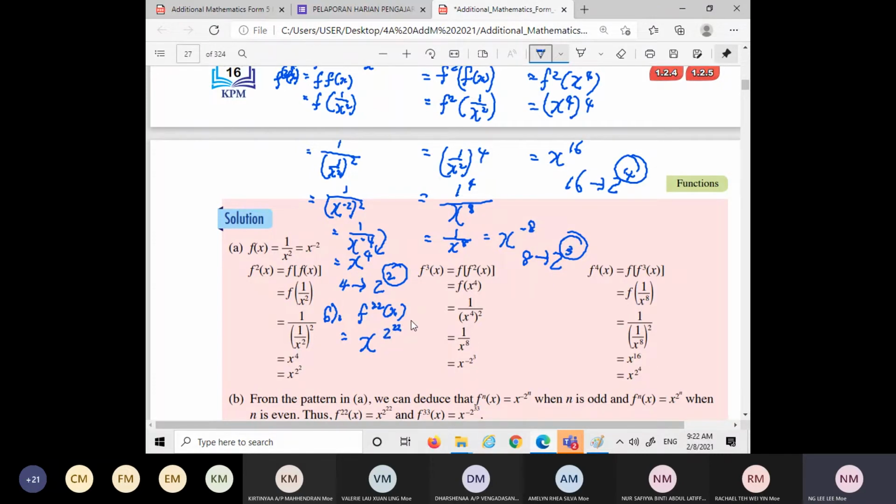2 power 22, I think is quite big. So they don't write it out. 2 power 22 is 4194304. Quite big. So they don't write it out. They just leave it. And then one more, check positive or negative. If this is even number of the power, so this is positive. So this is the answer. The other one, F33. If this is an odd number, so the power is negative, and then power of 2 to power of 33.